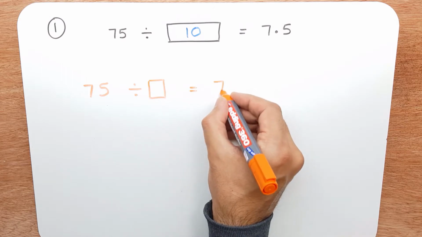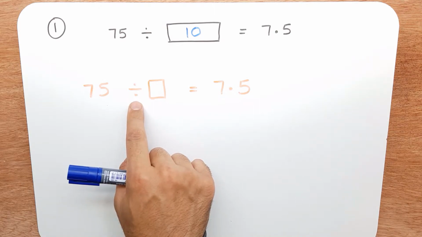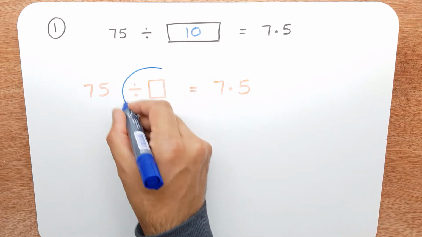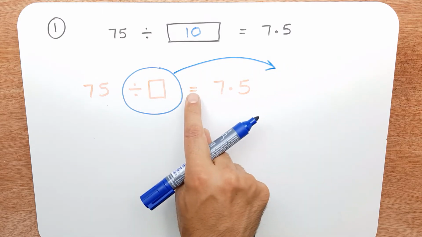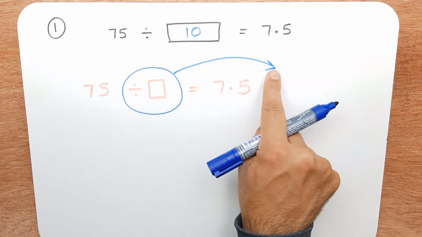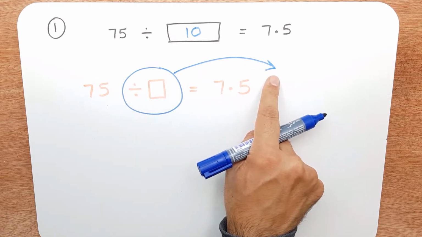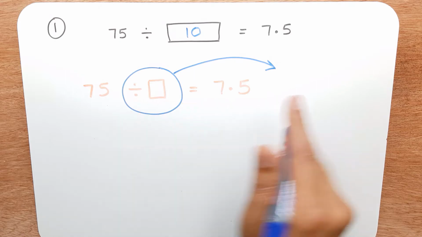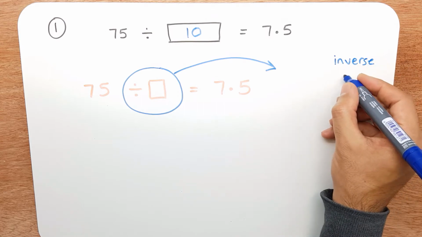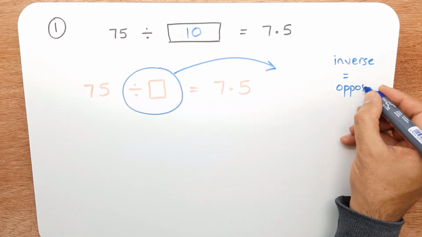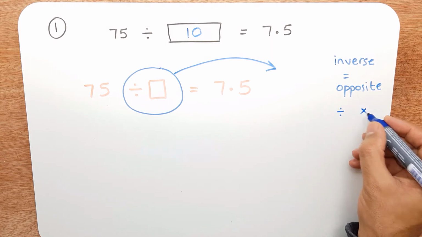Now another way I'm going to show you, you have 75 divided by something equals 7.5. Now what some people do is they move this divided by something across the equal sign. So they take all this across. And remember we said whenever you move something across an equal sign, it changes. It does the opposite or the inverse. And we said inverse just simply means opposite. Now the opposite of a divide is a times.